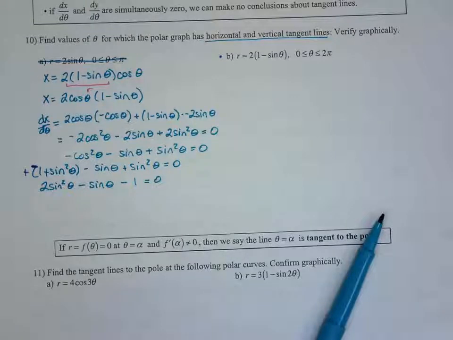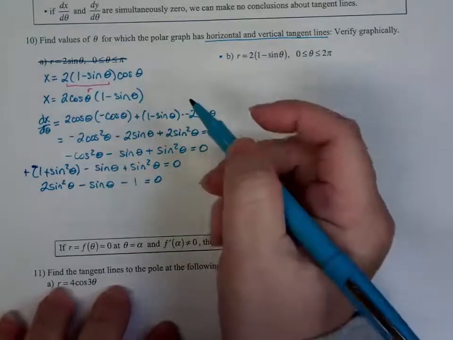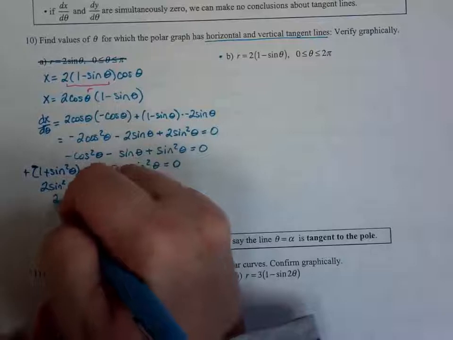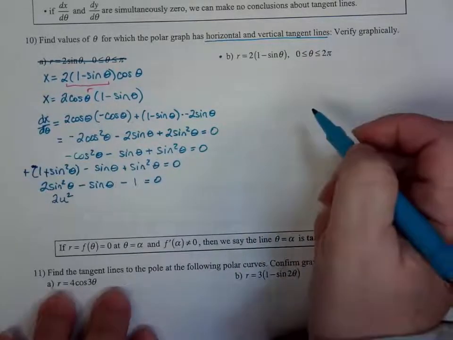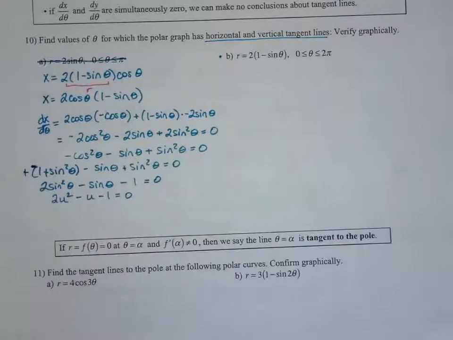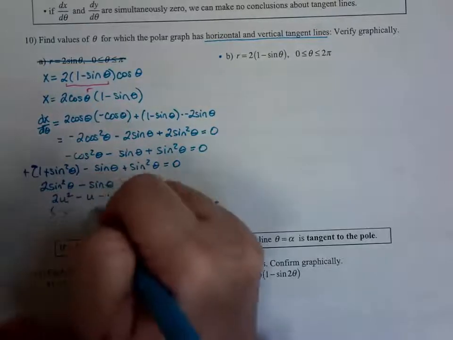Watch this. Every time you see a sine, write a U instead. So this would be 2u squared minus u minus 1 equals 0. Does that look a lot more factorable? Yeah, that looks a lot better. So what we're going to do is finish the problem in u's, and then we'll change the u's back to sines. Okay, so factor, factor, factor, factor.